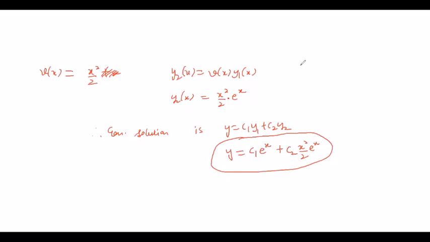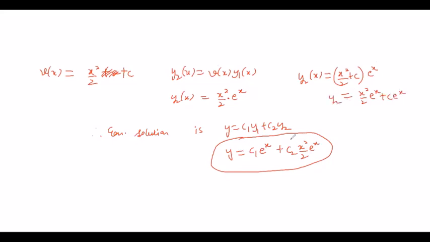Okay, yes, to answer your question about V(x) and the constant: why didn't we add the constant? I'll show you. If you add the constant of integration over here, what does y2 become? In that case, y2 will be x square by 2 plus c, into e raised to power x. So that is x square by 2 e raised to power x plus c into e raised to power x. This will be y2.